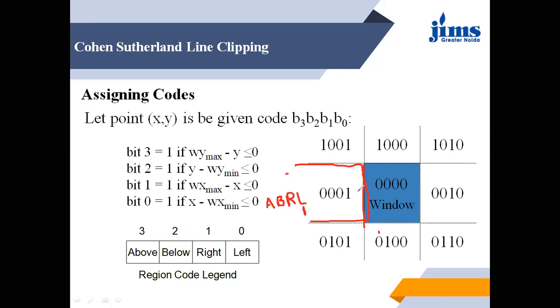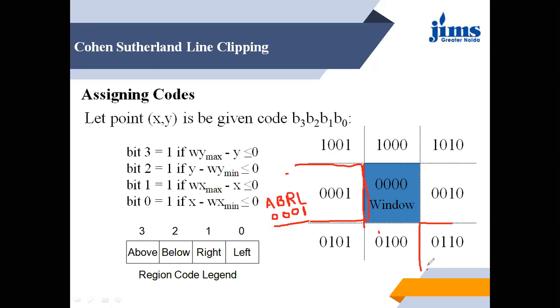Is this region in the right of the window? No, because this region is in the left, so it cannot be in the right. So this is 0. Is this region above the window? No. So this is not above the window, and this is also not below the window. So the region code for this is 0001. Now I will try to find out the region code for this, as this region is in the right.